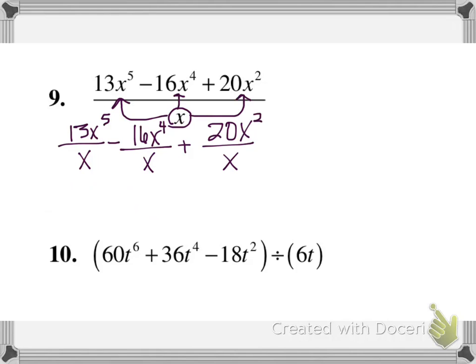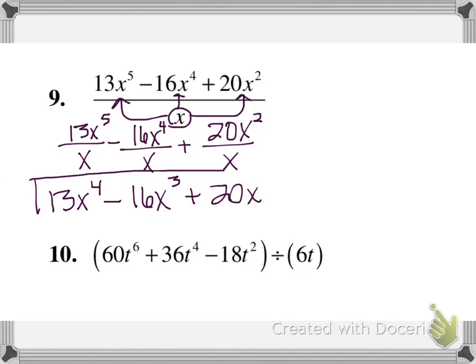So 13x to the 5th over x would be 13x to the 4th minus, we have 16x to the 4th over x, that's going to be 16x to the 3rd, and 20x squared over x would be plus 20x. And all I'm doing there is using my exponent rules. If I have an x to the 5th on the top and an x to the 1 on the bottom, I subtract my exponents and get x to the 4th.